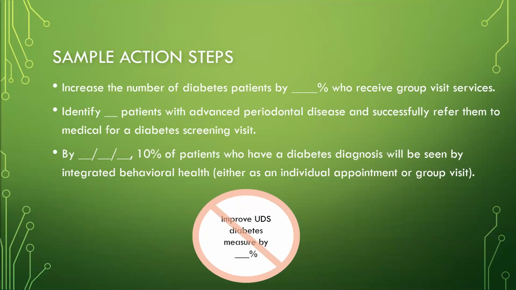For example, increase the number of diabetes patients by X% who receive group visit services, identify X amount of patients with advanced periodontal disease and successfully refer them to medical for diabetes screening visits. By a certain date, 10% of patients who have a diabetes diagnosis will be seen by integrated behavioral health. So you'll see that they're not the generic improve EDS diabetes measures by X%. They're more granular and provide more of the how in improving diabetes care. So with that, I will turn it back over to Kristen.